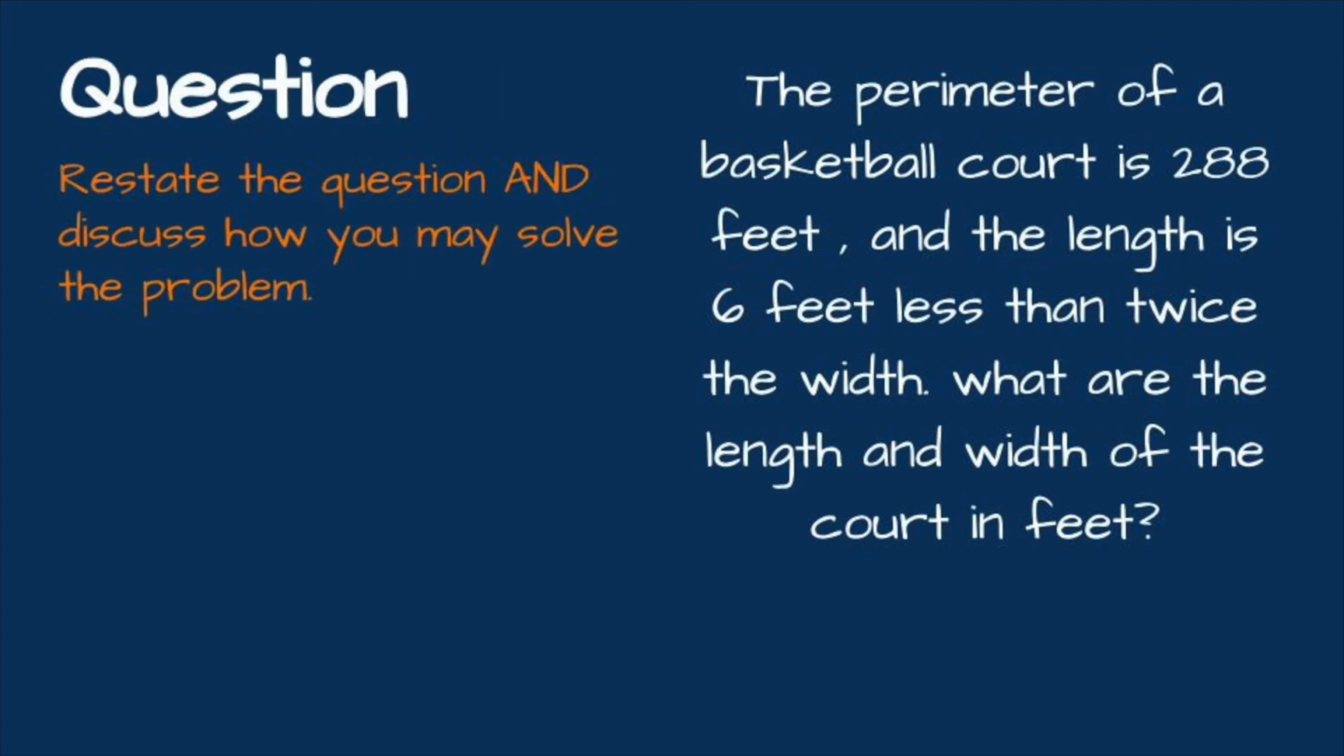Lastly, we arrived at the fifth role, question. Periodically throughout this, students are rereading the question, but their role in questioning is to restate the question, so say it differently, and discuss how you may solve the problem. So, get this basketball court, 288 feet, 6 feet less than the width. Okay, we've got to figure out what the length of the court is. So, how am I going to do this? I'm probably going to set up an equation. I think that makes the most sense, and try and solve it that way.